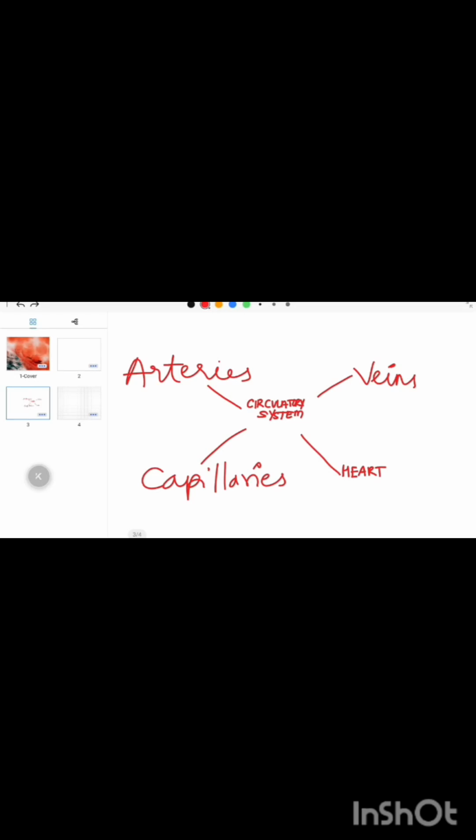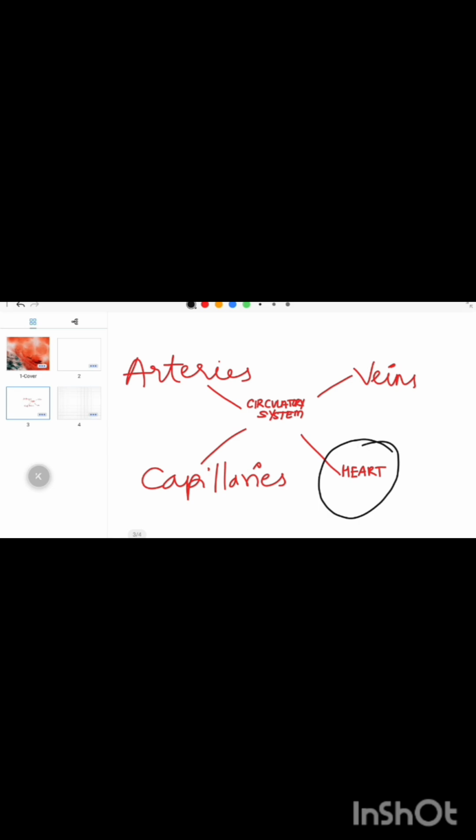transport system of the body. It carries nutrients from one side of the body and delivers it to another. Also, it carries waste from one side of the body and gets rid of it. So, this circulatory system is comprised of arteries, veins, capillaries, and who is the king of the circulatory system? Yes, it is our heart.